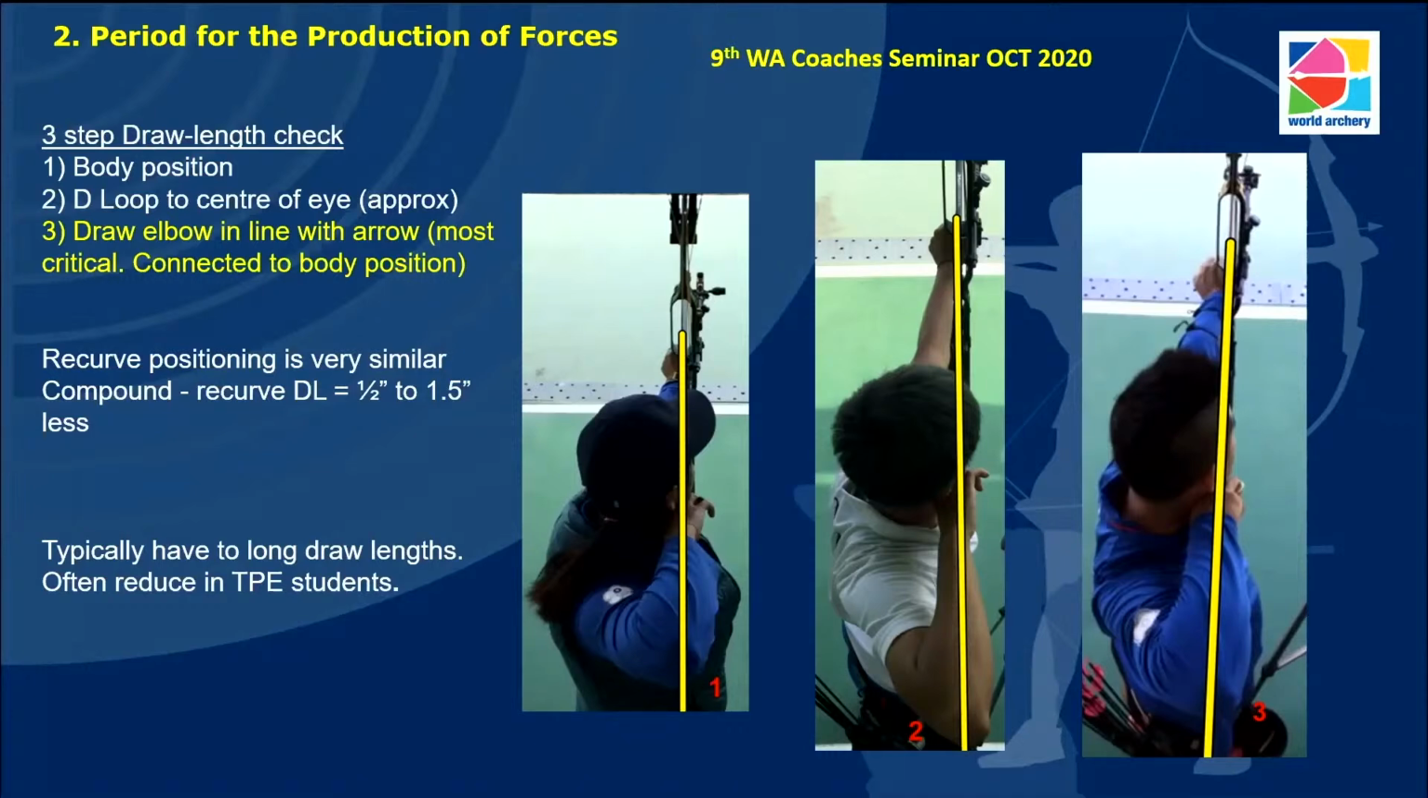And typically when I was working with the national team of Chinese Taipei, a lot of the work I did was around reducing draw lengths, but that also was because they came from a lot of recurve shooting, and that meant their tendency was to have a bit of a longer draw length. They were looking for that string touching their face and nose, and I often had to try and shorten them where I could.